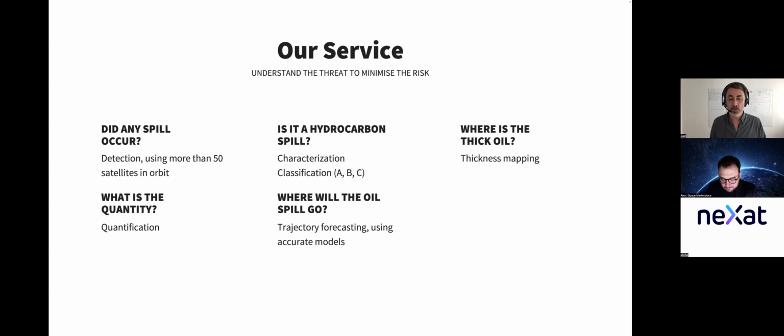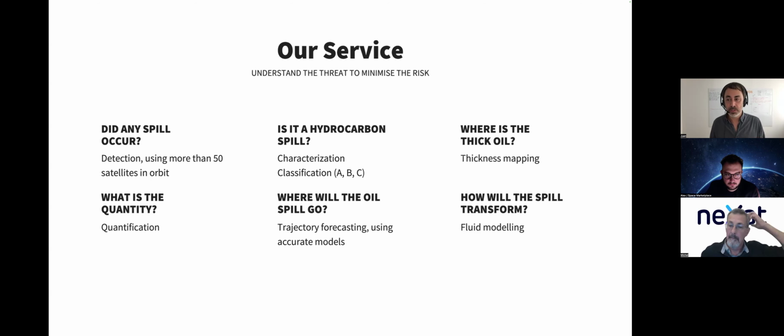And then the next question, when we understand where the oil is, and what are the characteristics of the oil, which is the present, we need to understand what is the near future, what is going to happen with the oil in the following hours or days. So where will the spill go? In order to answer that, we use advanced trajectory forecasting models. And also we simulate how the spill is going to transform in terms of chemical and physical transformation. And for that, we use fluid modeling.